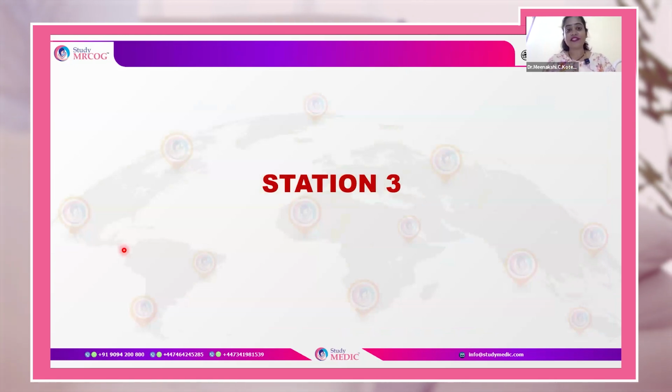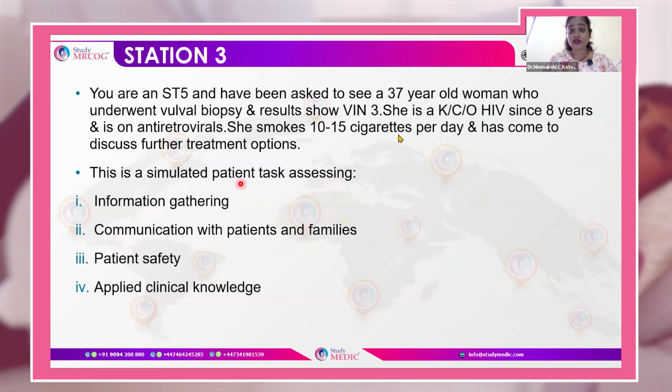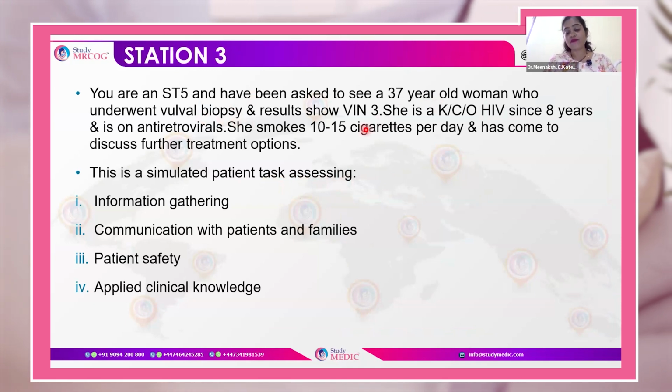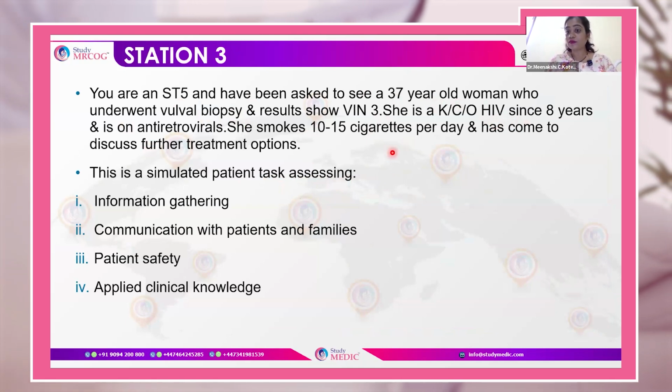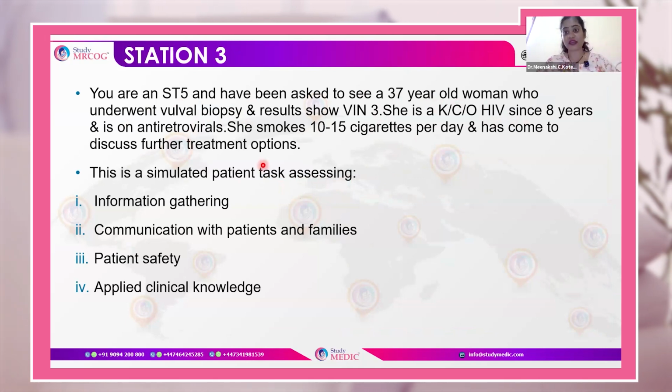And then we come to the final station for today, which is that you are an ST5 and you're seeing a 37-year-old woman, and again a middle-aged woman. She has undergone a vulval biopsy that has come out to be VIN3. She's a known case of HIV. She's on antiretrovirals. She smokes about 10 to 15 cigarettes per day and has come to discuss the further treatment options. This is a very, very important station.